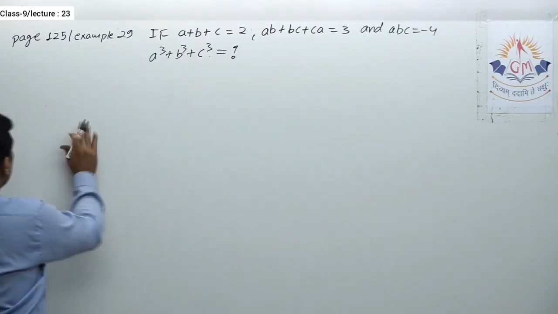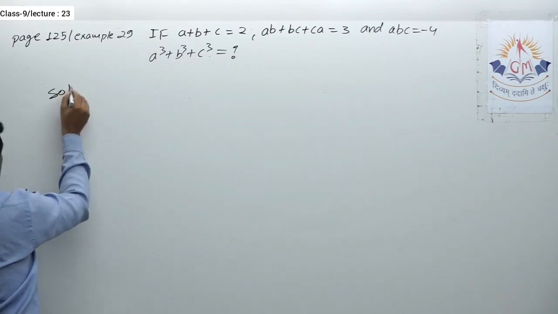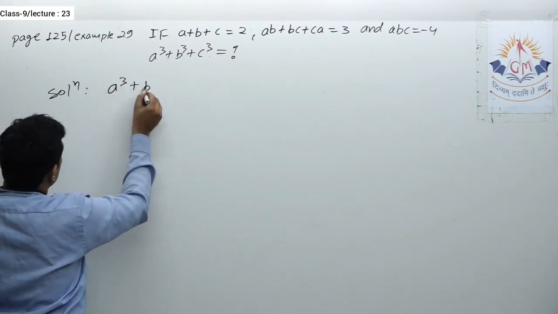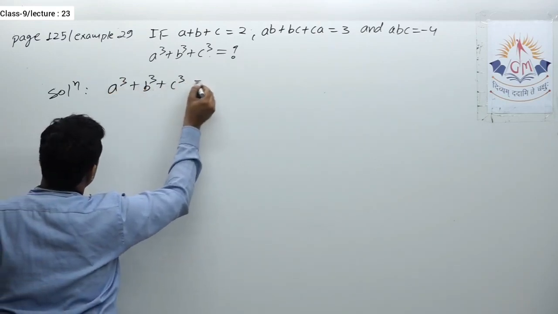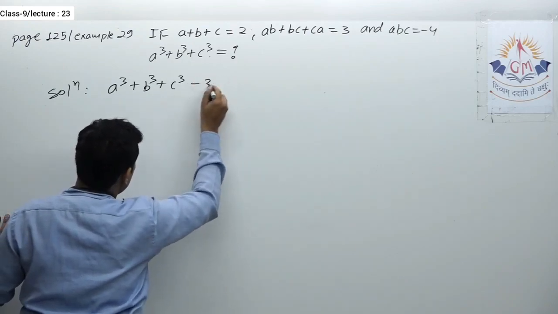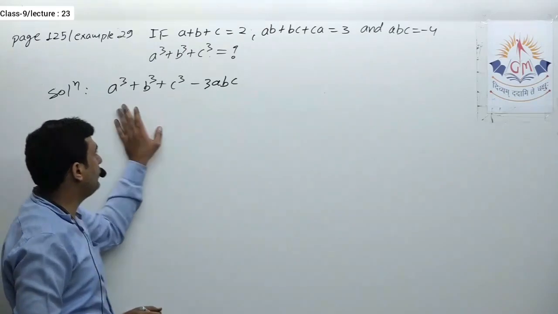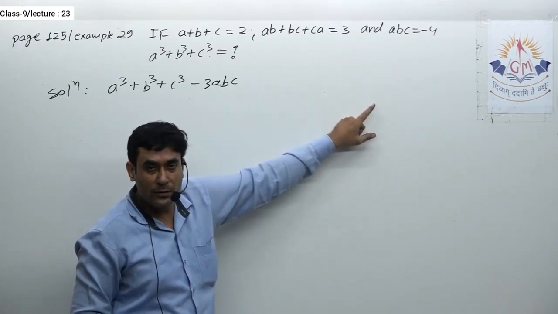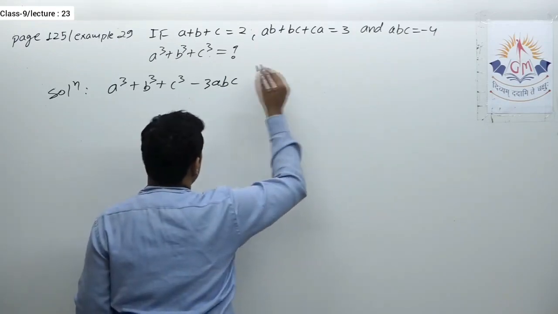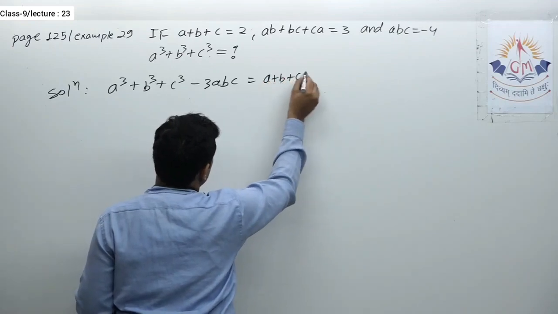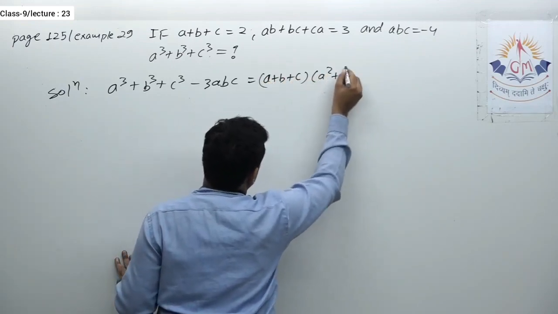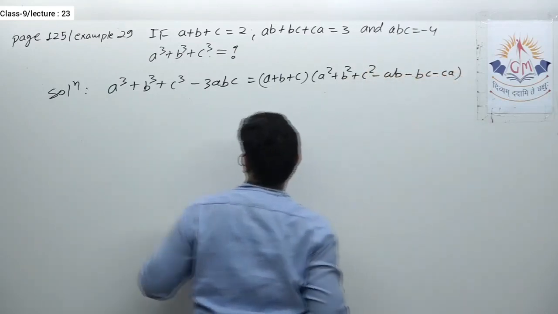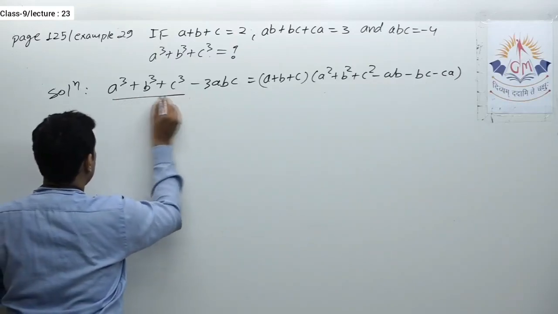So just write its identity and then check whether the expressions are given or not. So here a cube plus b cube plus c cube minus 3abc is equal to, however, if I want to write a cube plus b cube plus c cube, it is okay. Then in that case, this minus 3abc I will write on the other side, that is the right hand side, is equal to a plus b plus c, then a square plus b square plus c square minus ab minus bc minus ca.